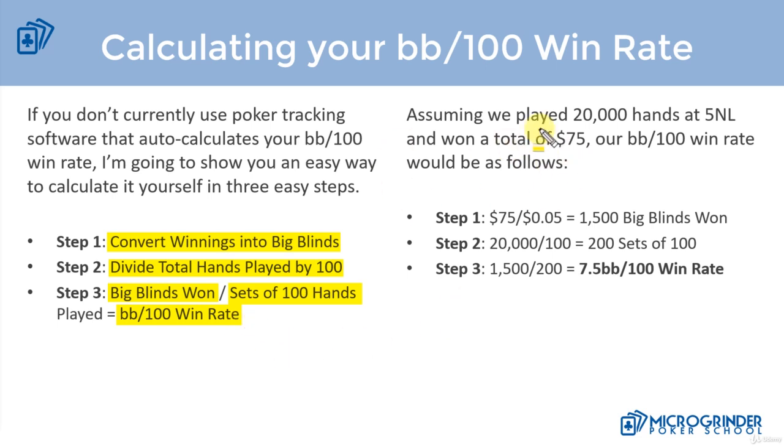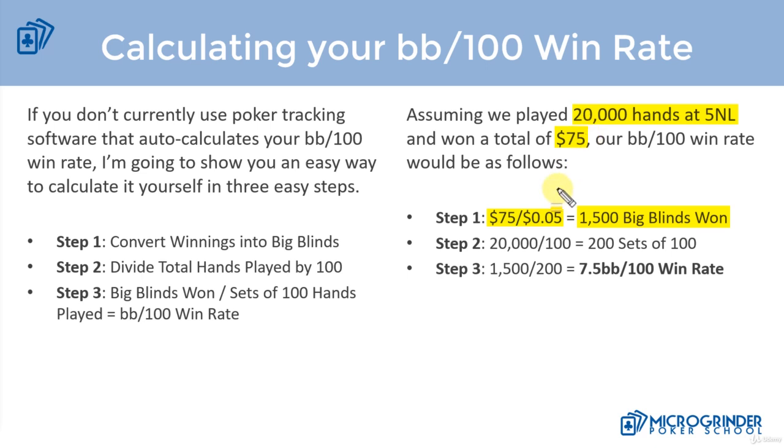So let's do it with an example over here on the right. Let me get rid of all this highlighting. Let's assume that we played 20,000 hands at 5-L, and we won a total of $75. So we take the $75, and we divide it by the big blind, which is 5 cents. This is going to tell us that we won a total of 1,500 big blinds.